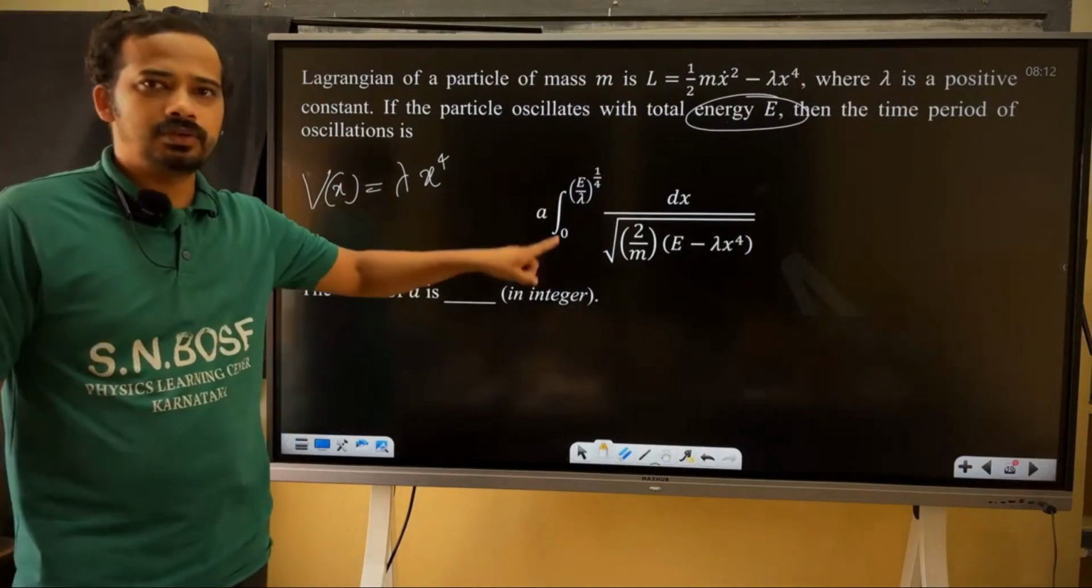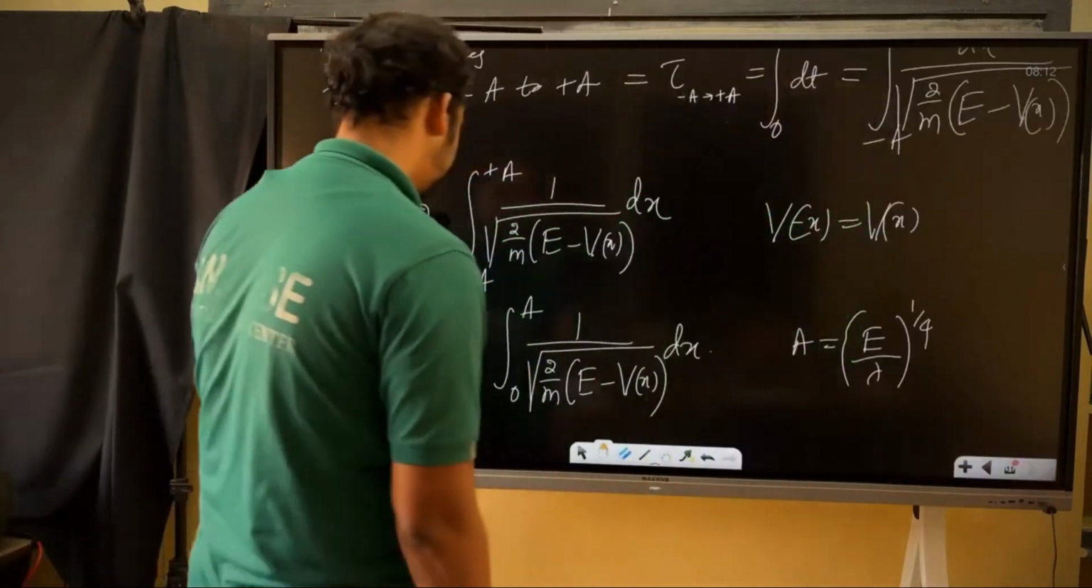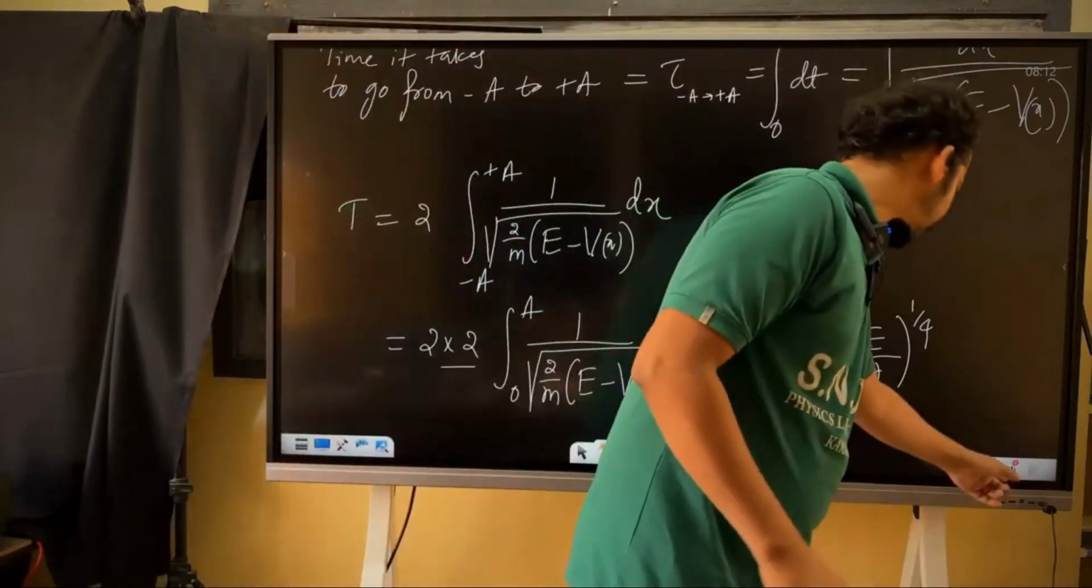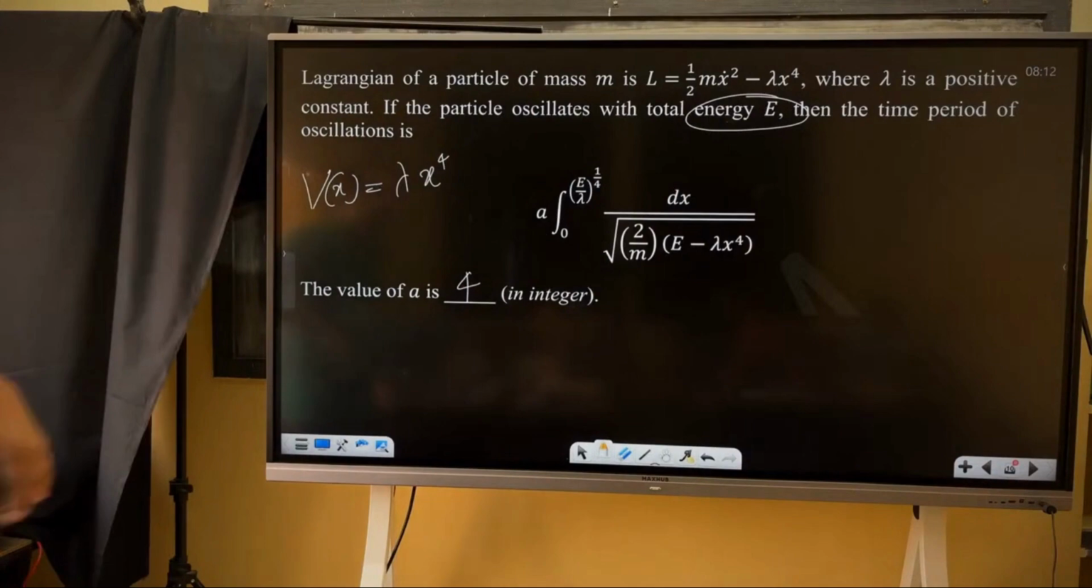Isn't it? 0 to A. This coefficient is nothing but 4 here, 2 into 2. This term is expected. Fine? Is that okay? Answer in integer. He's asking time period.